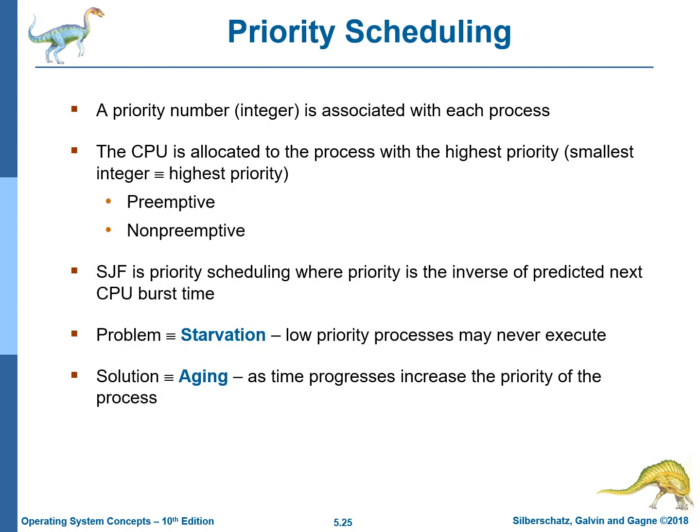Priority scheduling. A priority number, an integer, is associated with each process. The CPU is allocated to the process with the highest priority, where the smallest integer means highest priority. There's preemptive and non-preemptive. Shortest job first is priority scheduling where priority is the inverse of the predicted next CPU burst time. The problem is starvation. Low priority processes may never execute, and the solution is aging. As time progresses, increase the priority of the process.